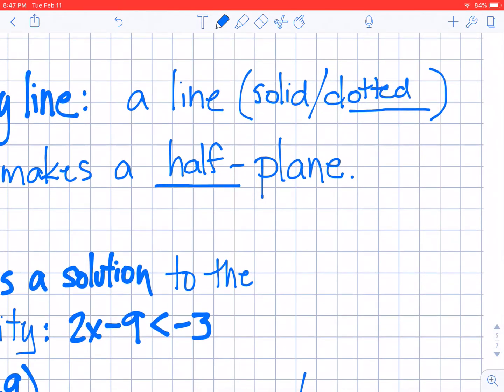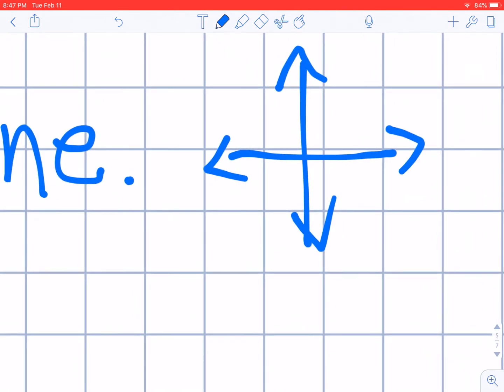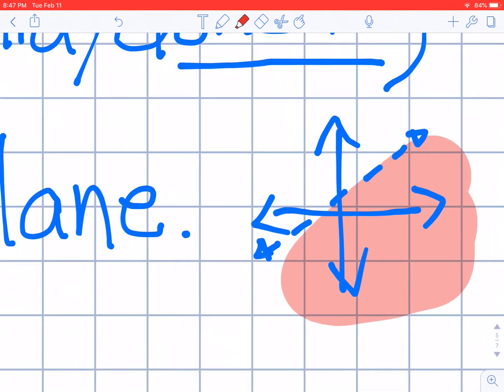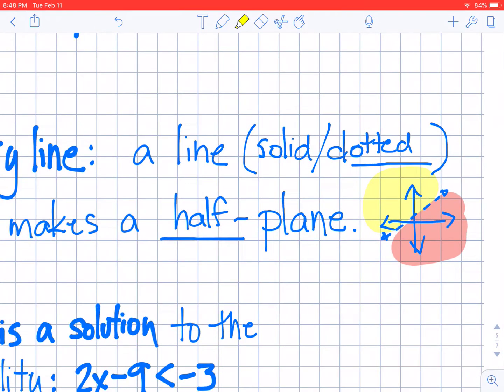So if we think about the whole plane as the XY axis, you're going to be drawing a line which is going to be solid or dotted. In this case, I'll draw a dotted line. And that is going to be breaking the region, the area, up into a space that is down here and another space that is on the upside, so to speak. Yes? So that is the boundary line, and that is what we would call the half plane. The yellow is half, and the red is half.